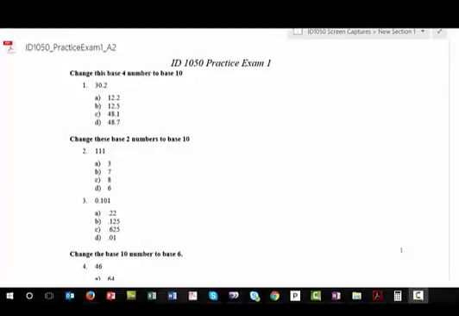I want to work through ID 1050 Practice Exam 1 with you so you can see how to solve these kind of problems. The first question says change this base 4 number to base 10. Whenever you have a base other than base 10, you build a base chart for that.